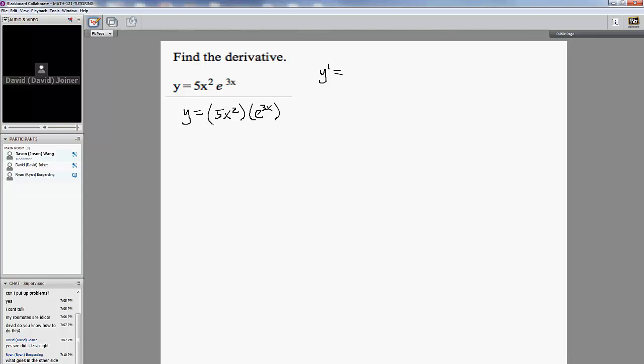All right. So what's our first step? Going to put the 10x times the e^(3x). So we're basically taking the derivative of the first term times the second term, and then the first term times the derivative of the second term. And our derivative of the second term is going to be e^(3x) times 3. Yep.